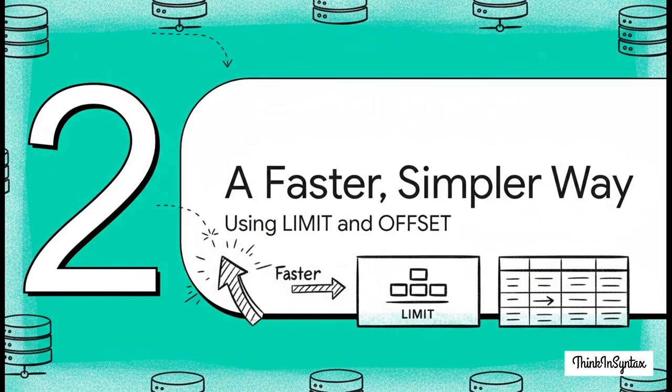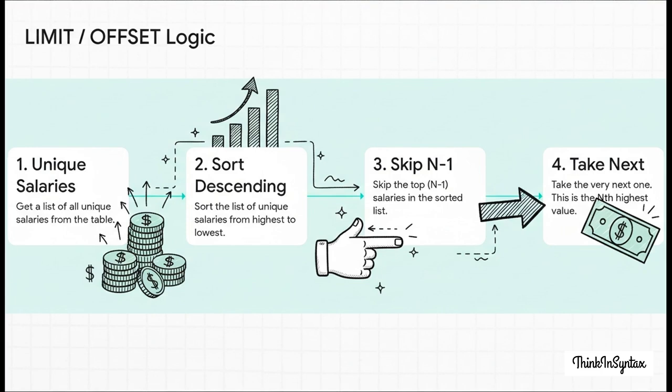So let's move on to a much more direct approach. This one is super popular in databases like MySQL and PostgreSQL, and it uses two handy keywords, limit and offset. Now, the logic here is really intuitive. It's like you're just counting down a list with your finger.